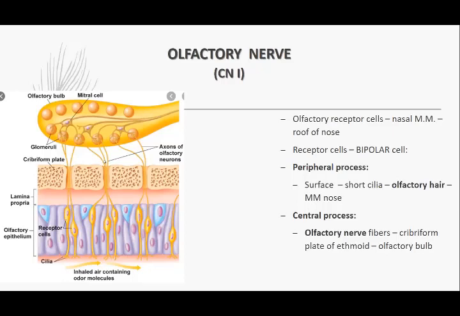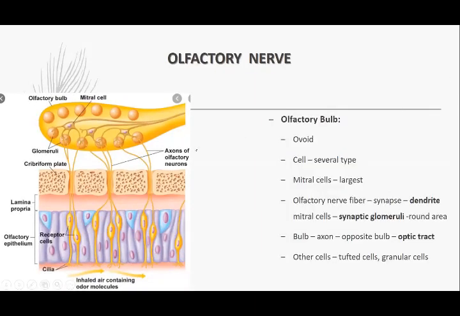When it comes out of the cribriform plate, they go and enter the olfactory bulb. Let me change the slide. ये जो olfactory bulb है ना, have a look at this. It is oval in shape, okay? And it has multiple cells, different types of cells. You have इसमें mitral cells होते हैं, इसमें tufted cells होते हैं, इसमें glomerular cells होते हैं. Different types of cells are present in this structure, which is called the olfactory bulb.